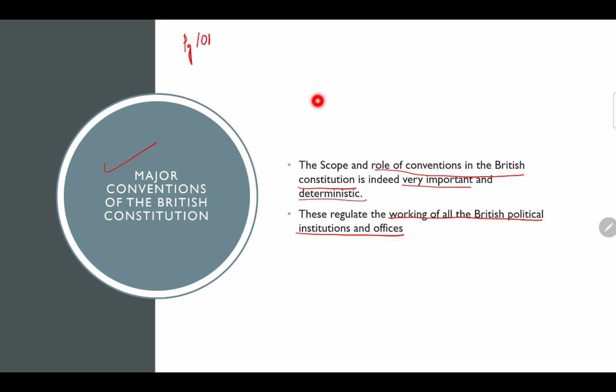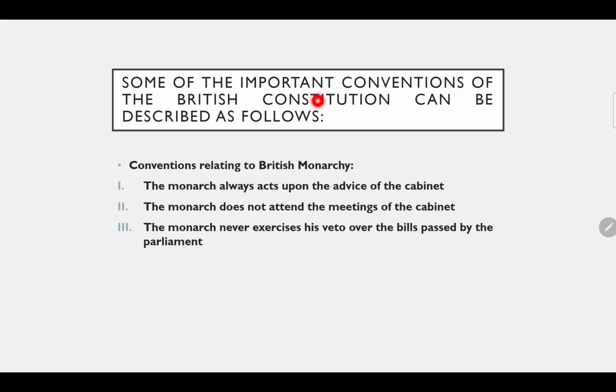Now, this regulates the working of all British political institutions and offices. So who regulates? The conventions regulate the working mechanism of British political institutions and offices, and we know that the British Constitution follows an unwritten form of constitution. Some of the important conventions of the British Constitution can be described as follows.